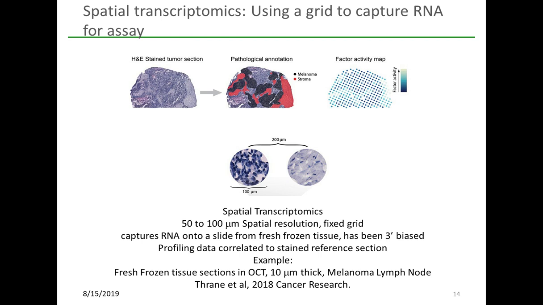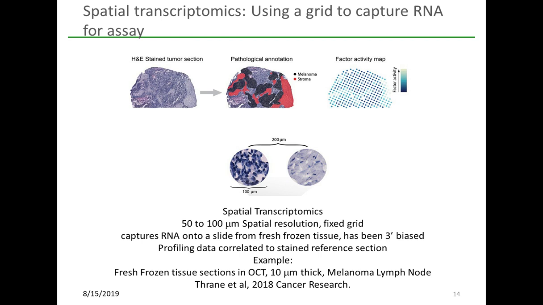It's my understanding that they're going to resolutions down to 50 microns as this is now being developed more completely. And it uses a reference section, which is shown here on the left, which is stained, and can be profiled by the pathologist as to what the areas are, and then that is correlated to the grid of profiles that one gets off the assay. It's a 3' biased method, carried out in this publication using fresh frozen tissue, 10 microns thick, of melanoma lymph node.